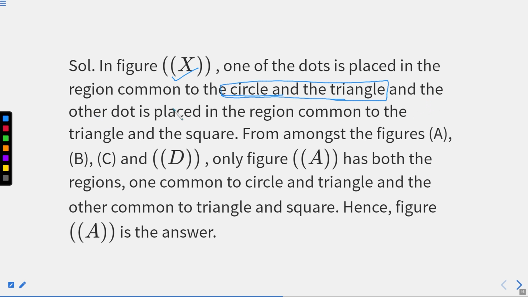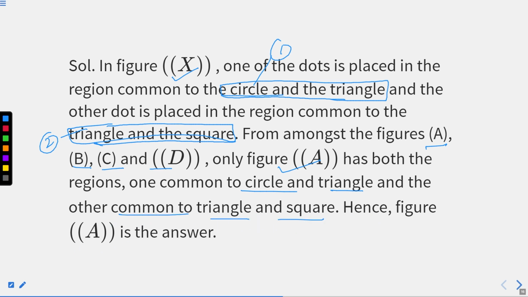And the other dot is placed in the region common to the triangle and a square. I hope this part is clear. Right? These two situations are there. Situation number 1 for dot number 1. Situation number 2 for dot number 2. From among the figures A, B, C, D, only figure A has both the regions, one common to the circle and triangle and the other common to the triangle and square. Hence our option A is the answer.